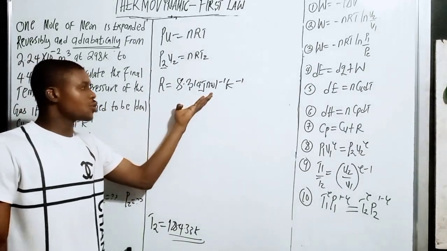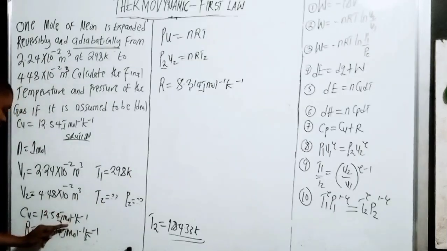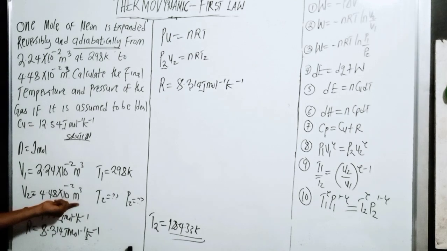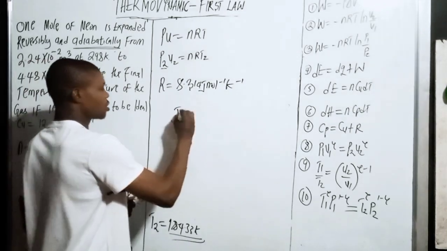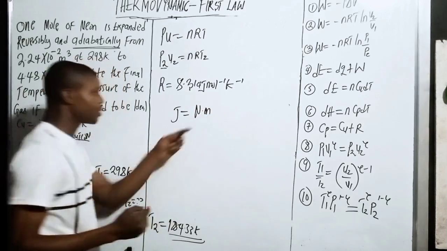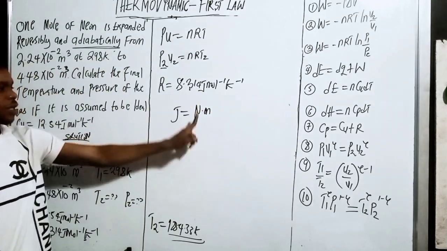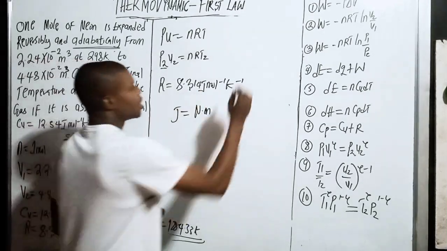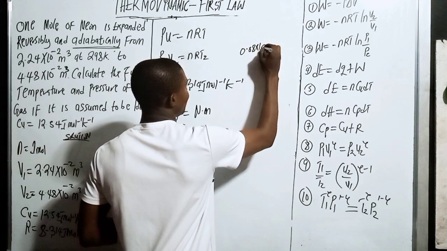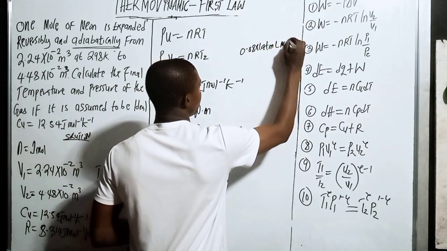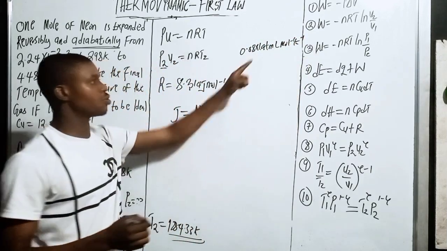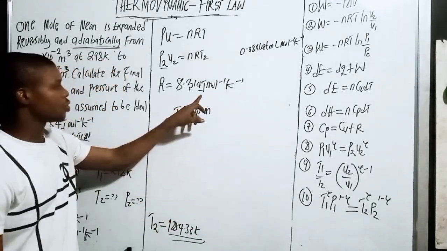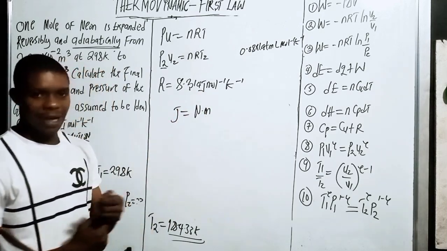The main reason why I'm using joules per mole per Kelvin is because this volume here is only in meter cube, and joules is Newton meter, so meter is already here. So indirectly, joule is already Newton meter. So I'm not going to use 0.0821 atm liter per mole per Kelvin. I'm just going to make use of joules per mole per Kelvin.